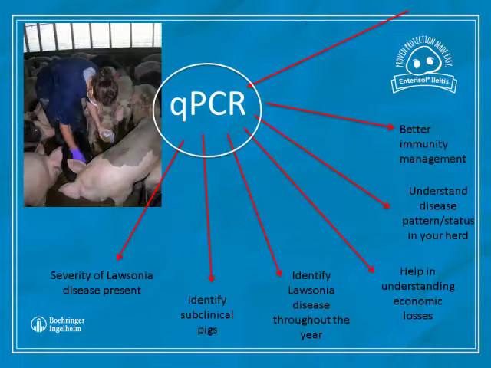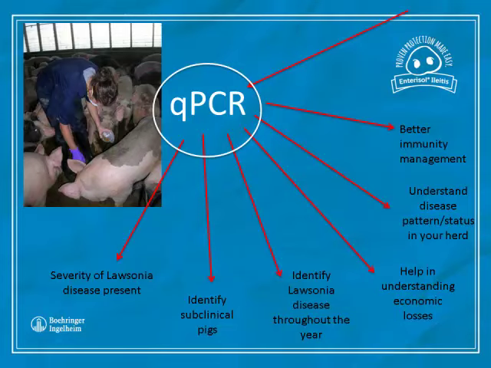So this qPCR that we've developed is really beneficial to the industry and to the producers. It's really going to change the way that we approach the disease itself, because now we can actually identify the severity of Lawsonia present. So as I mentioned, if I go in and do a qPCR and I find that the logs are 10 to the 8, then I know what that pig will look like based on the literature and what I just presented.